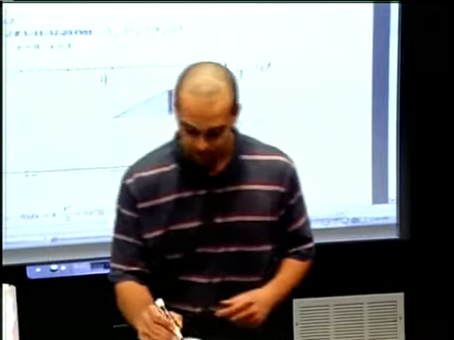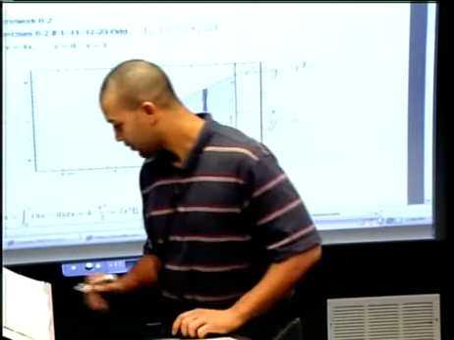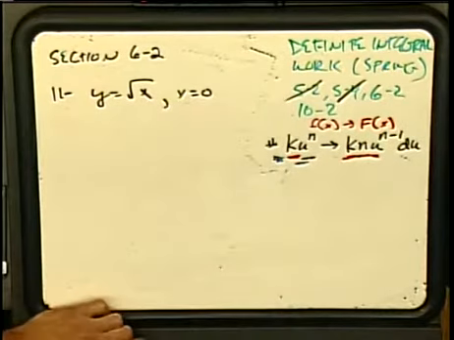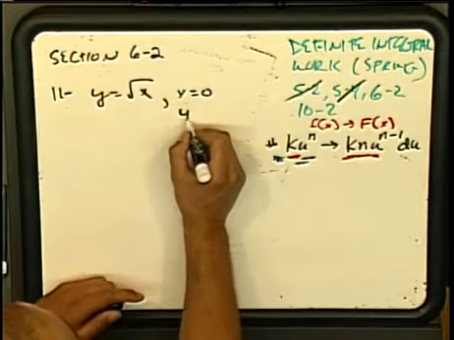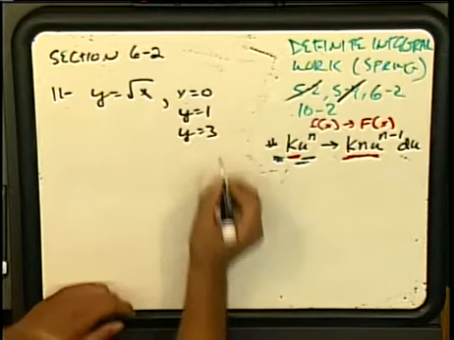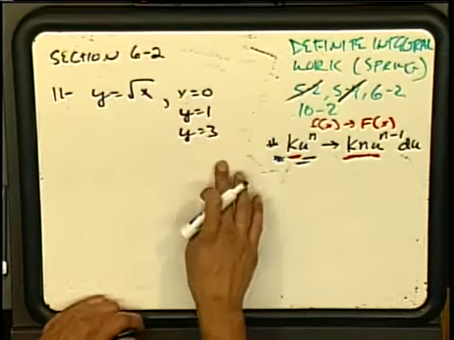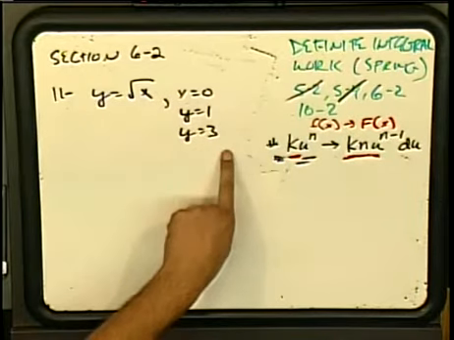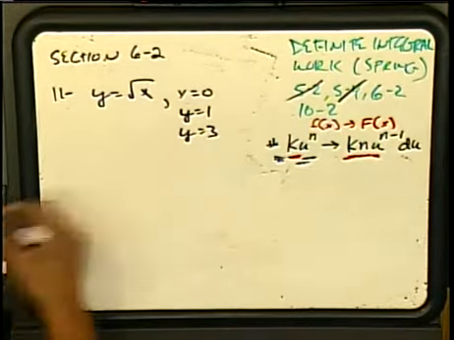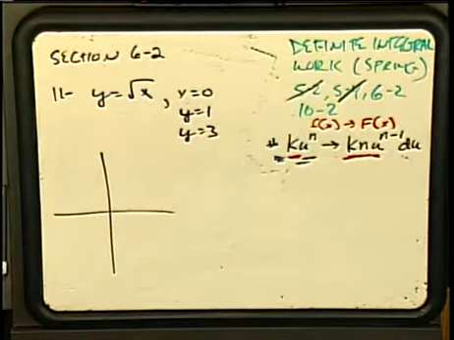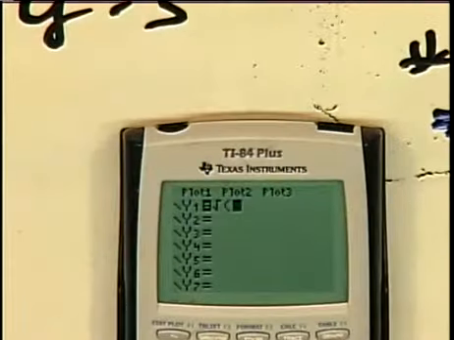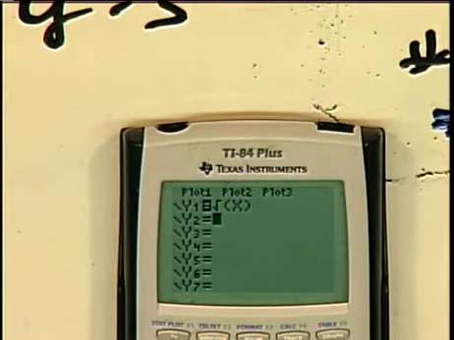Since it has a square root, that's fine. Y equals square root of x. X equals 0. Y equals 1. Y equals 3. So you got 3 right here. I don't even think I noticed that when I did it at home. So I'm going to graph it first. Square root of x. Graph it.